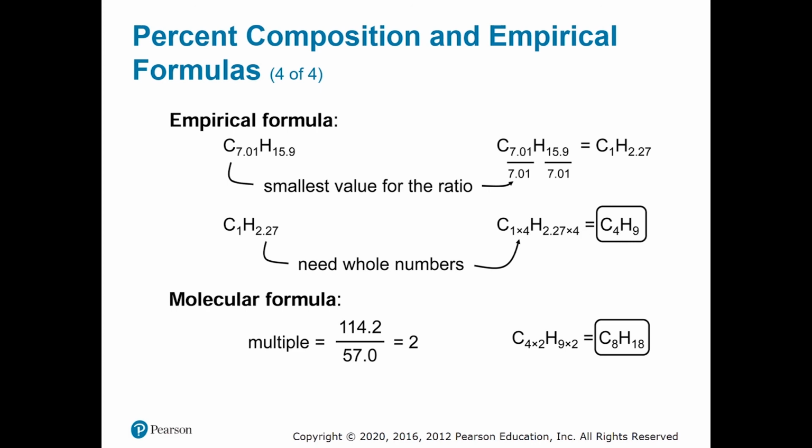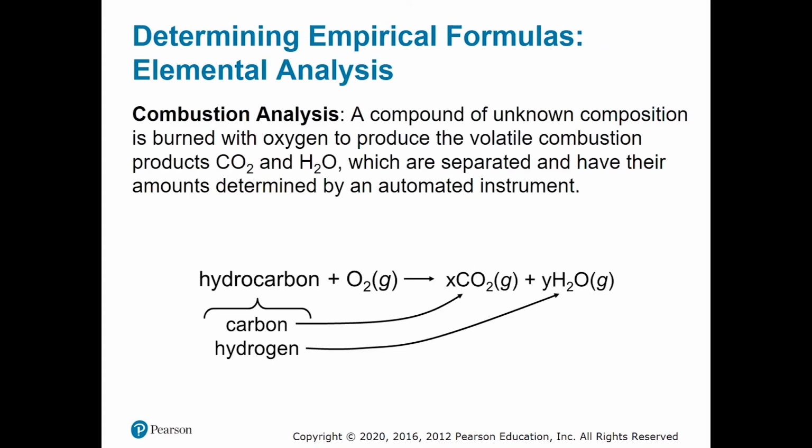As it turns out, that was provided in the problem, so we take the provided value of 114.2 grams per mole and divide that by the combined atomic weights of the empirical formula. 4 carbons and 9 hydrogens added up should give you 57.0, and we get a scale multiple of 2. So that's the number we need to scale both of our subscripts by. 4 times 2 is 8, 9 times 2 is 18, so our compound is C8H18. This is actually the chemical formula for octane, well known for its role as a component of various fuels, including gasoline.